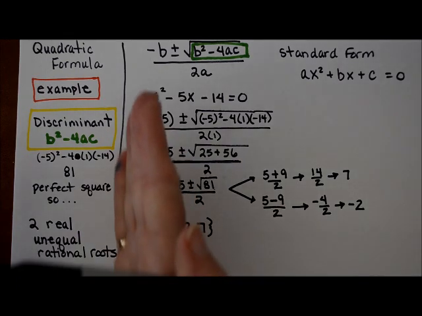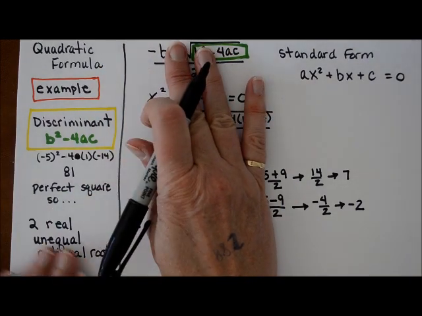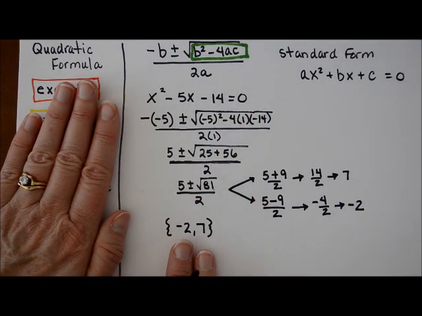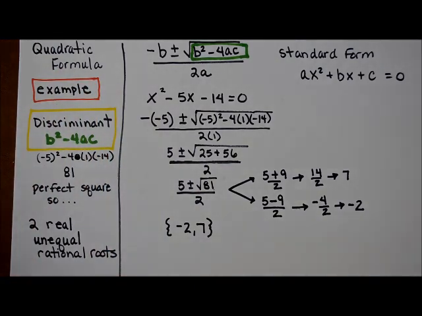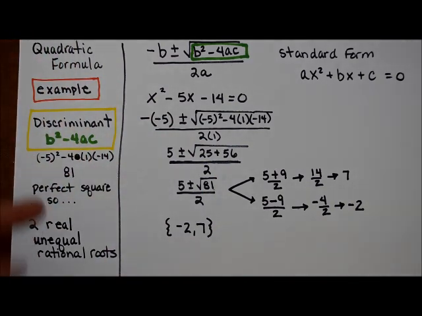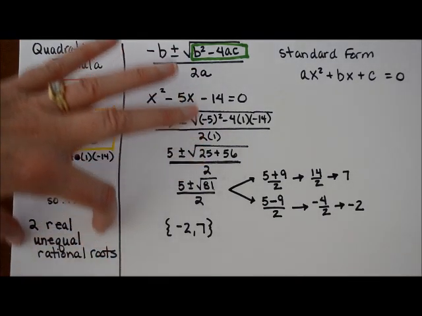So sometimes they're going to ask you just for this. They're not going to want to know exactly what it is. They're just going to want to know 2 real unequal rational roots. And then sometimes they're going to want to know, what are the roots? So it depends on what they're asking you. If they ask you to tell them about the roots, you're using the discriminant. If they're asking you specifically what the roots are, you're going to have to use the quadratic formula or completing the square or factoring or something like that. They actually want the answer. So the discriminant, if it's a perfect square, there's two real unequal rational roots. Okay, but this, with discriminant, is all they would be asking you for.